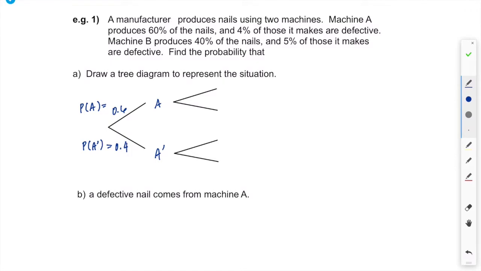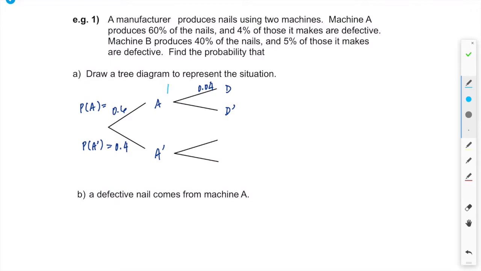Okay. Out of all the nails that are produced by machine A, 4% are defective. So let's call it defective and D prime for not defective. So I've got 4% here. How can I properly label this probability?